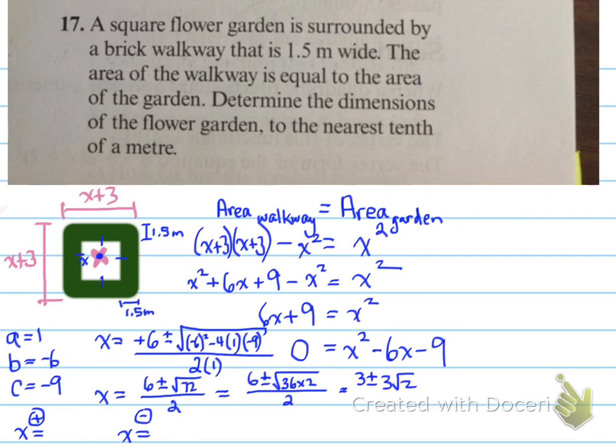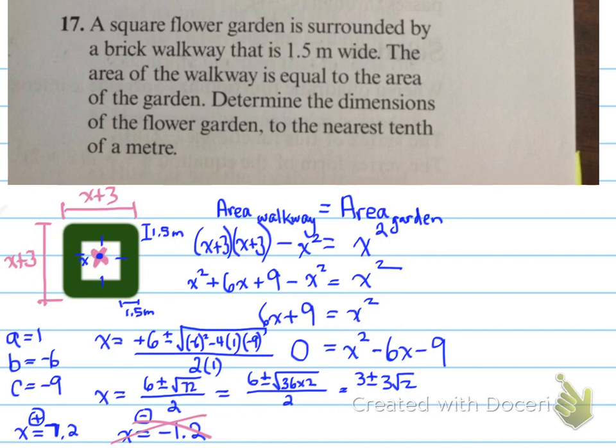So, adding gives you this decimal, and subtracting gives you this decimal. Let's talk about these answers. Which one of these is valid? Well, folks, you can't have negative width. So that is not feasible. So the only possible answer for x, the width of the garden, is 7.2 meters. So therefore, the dimensions of the flower garden to the nearest tenth of a meter is 7.2 meters.